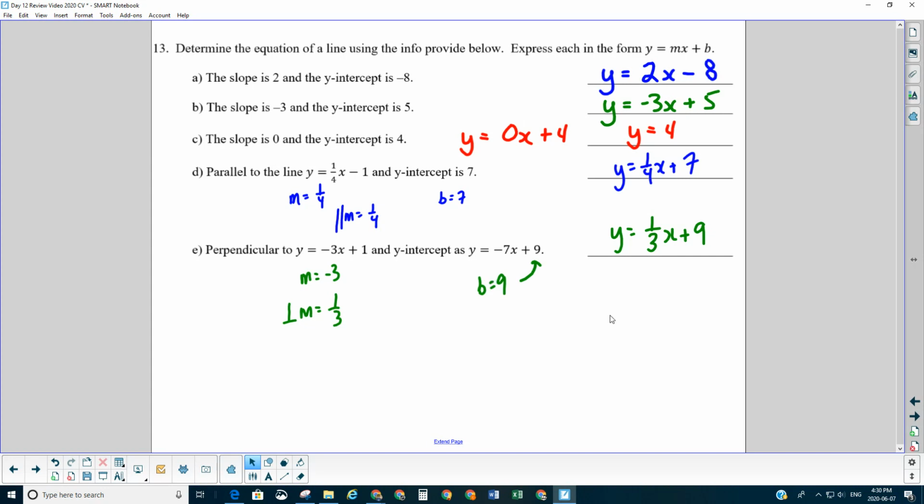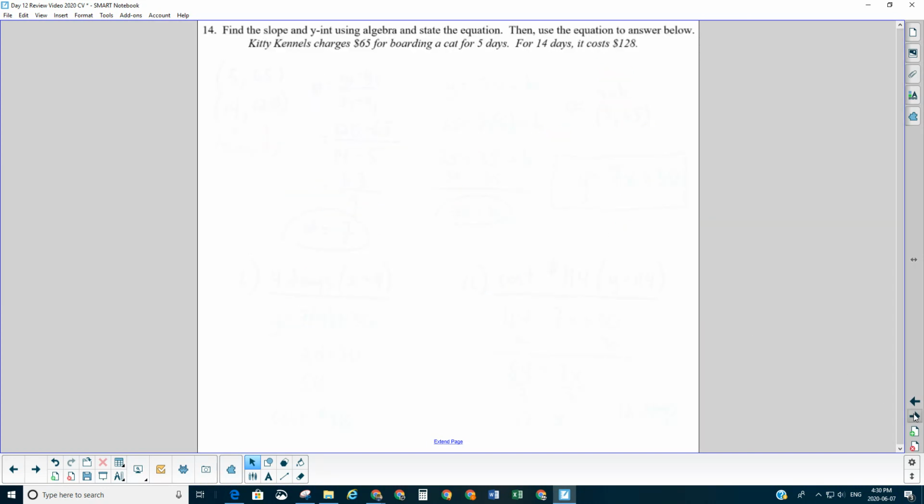And then the last question in our review will also be the last question of your culminating activity. You will recall that this last question is by far my favorite because it involves so much of the work from the whole year. We're going to have to do slope and linear relationships and equations and y equals mx plus b and algebra and everything. So let's read the instructions. It says find the slope and y-intercept using algebra and state the equation.